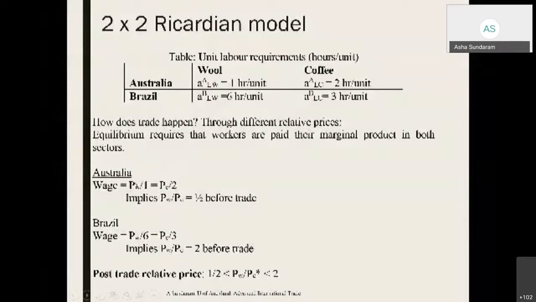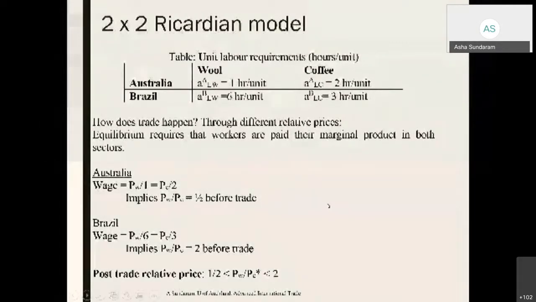Okay, so that's going to be PW over 1. And that has to equal the value of the marginal product of labor in coffee, so PC over 2. Now, once you look at that equilibrium, what that tells me is that the relative price of wool is going to be 1/2 before trade in Australia. Similarly, in Brazil, we can calculate what PW over PC is going to be, because we know that wage in Brazil has to be equal to the value of the marginal products of labor in both sectors in Brazil. So PW over PC in Brazil is going to be 2.